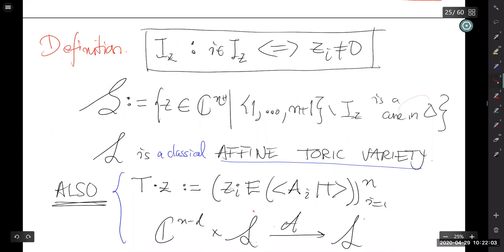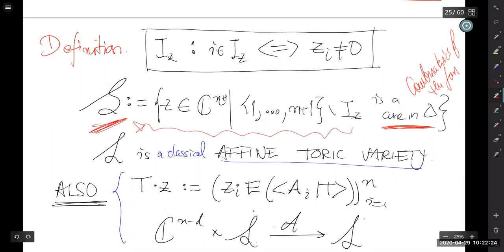That is, well, it's defined by the combinatorics of the fan. This only depends on the combinatorics of the fan. So given the combinatorics of the fan, we produce an open set in Z^{n+1}. Now this open set is just an affine toric variety, of course.